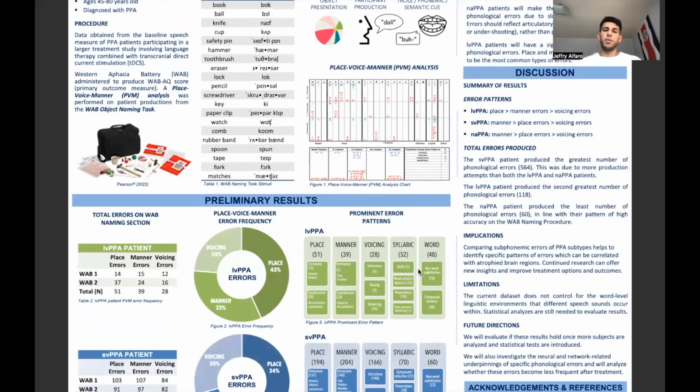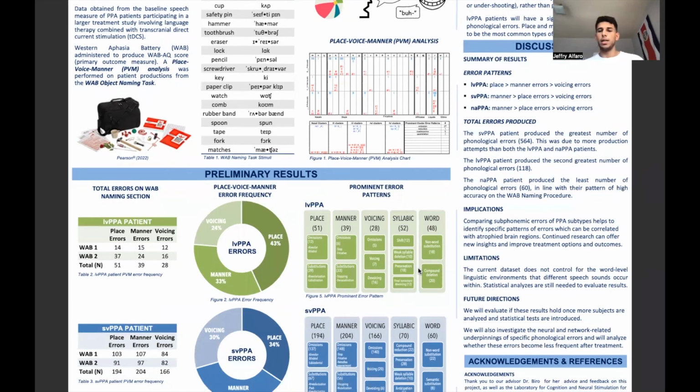This work is very important because it helps to identify specific patterns that can be correlated to atrophied brain regions. And in future work, we're going to look at how this can be used to improve treatment options and outcomes. We're also going to look at the neural and network related underpinnings of these phonological errors.